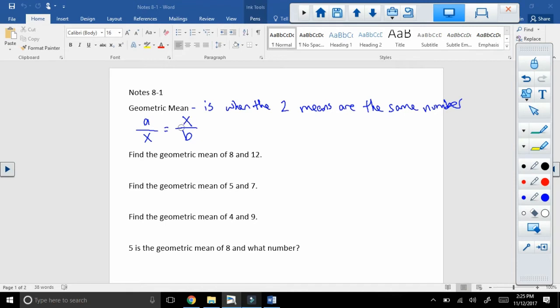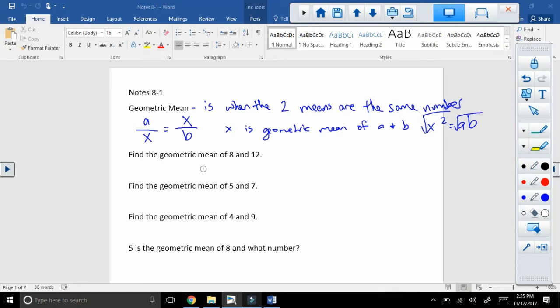In this case, I put x, and x is the geometric mean of A and B. So when we solve this, we're going to cross multiply. We're going to end up with x squared equal to A times B. And then to solve this, we're going to take the square root. And we're only talking about the positive square root of that answer.